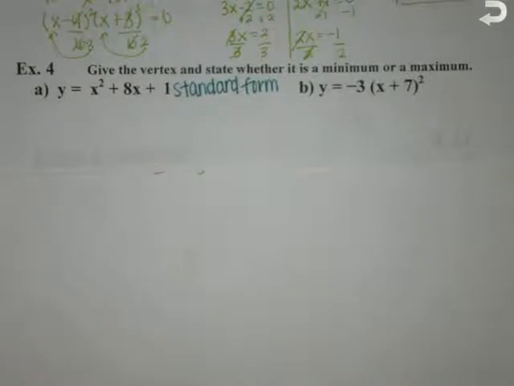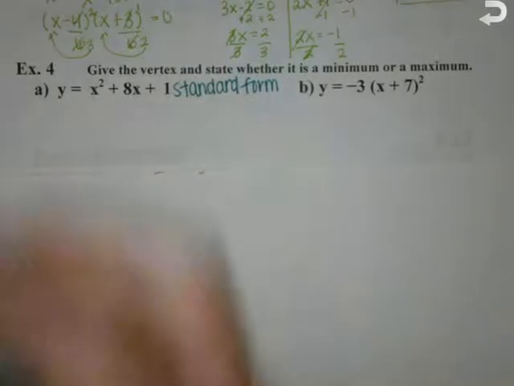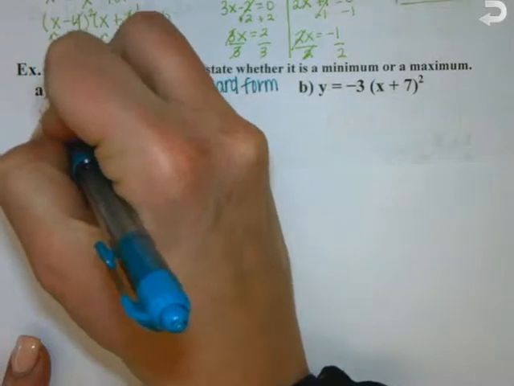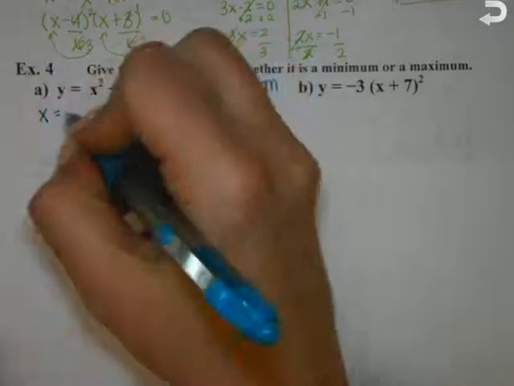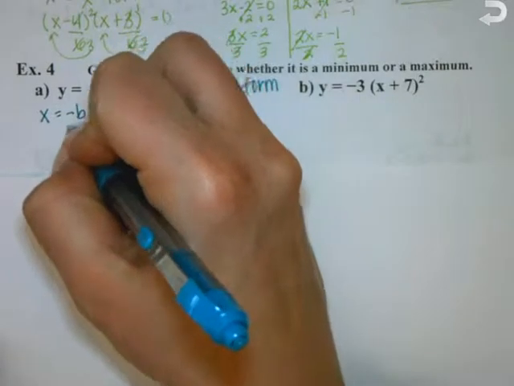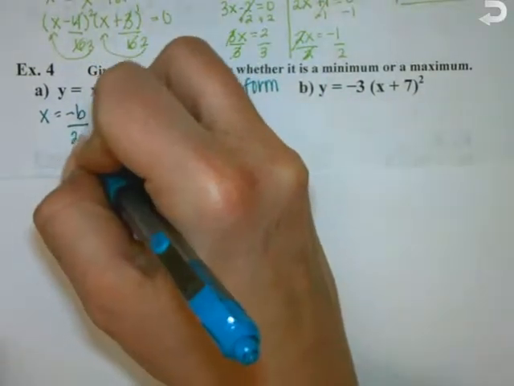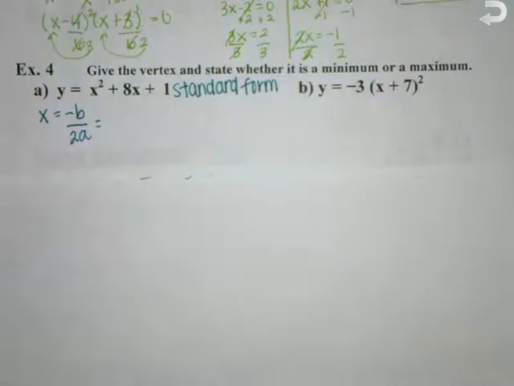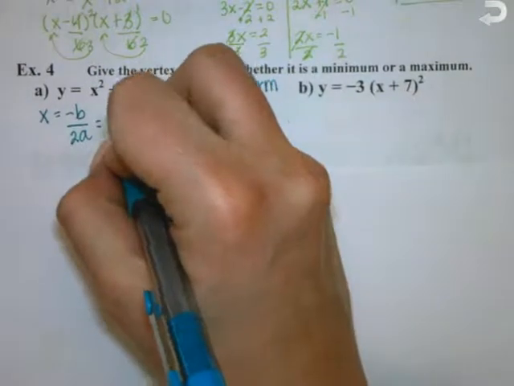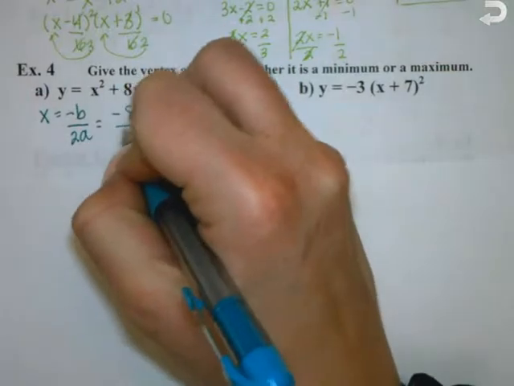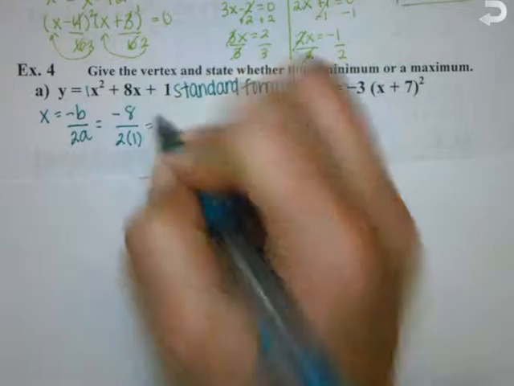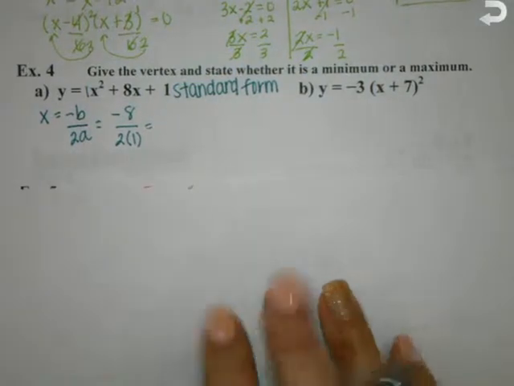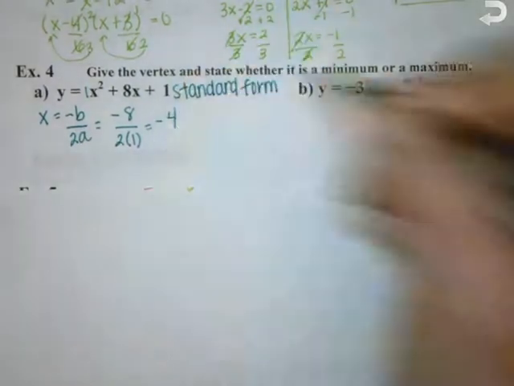So to find the x-coordinate of the vertex in standard form, we had a formula. X equals, anybody remember? Negative b over 2a. What would be b? 8. So this is negative 8 over 2 times what? 1. So negative 8 over 2 gives me negative 4. That is your x-coordinate. How would I find the y-coordinate?